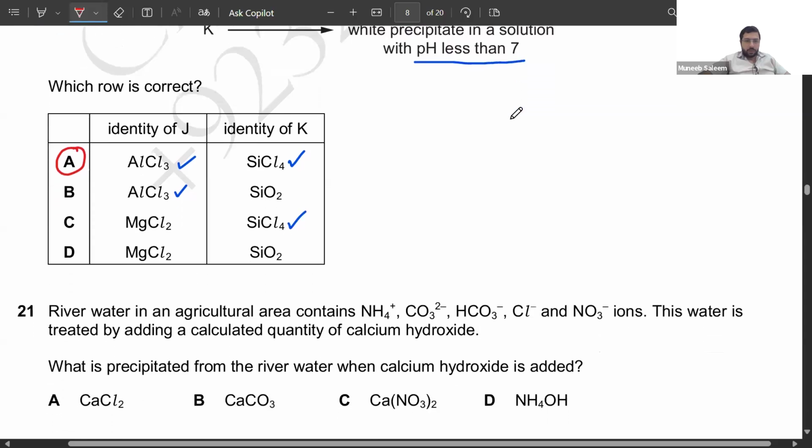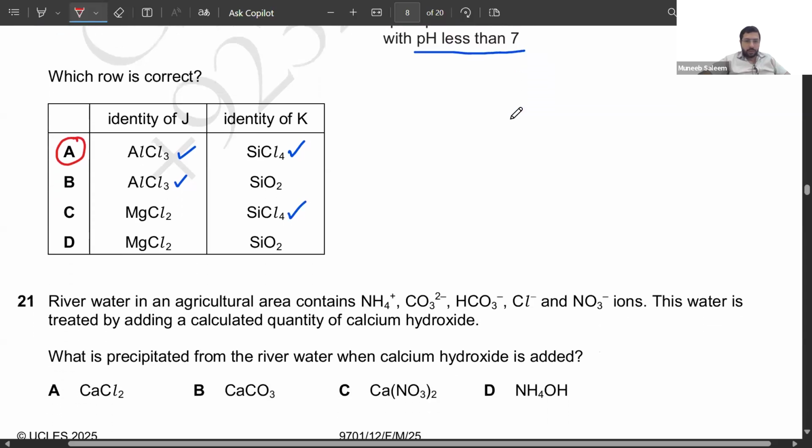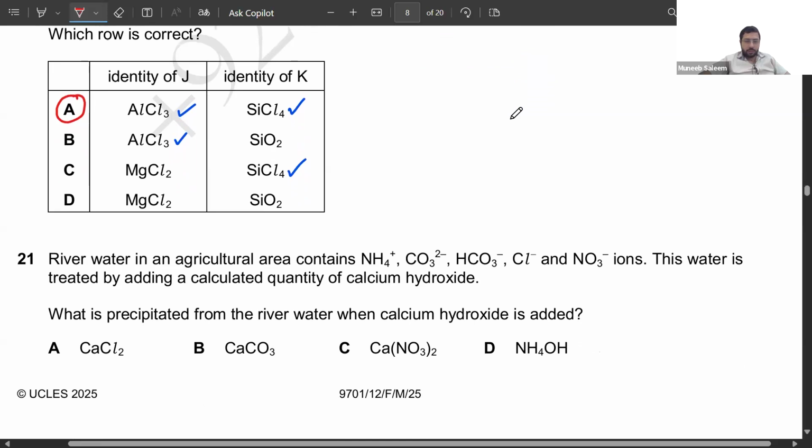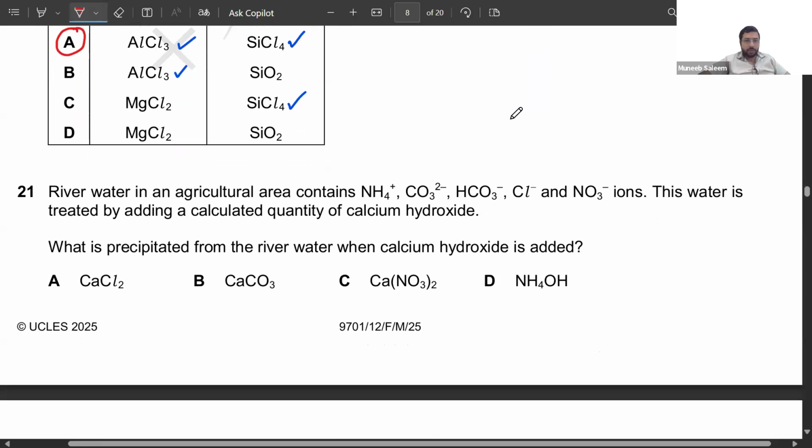All right, students. So we'll continue from where we left last time. This is the second part of the February/March 2025 paper 9701.